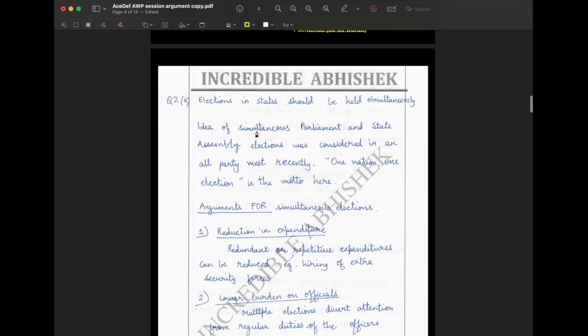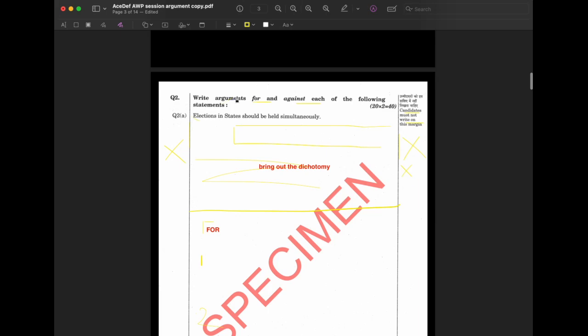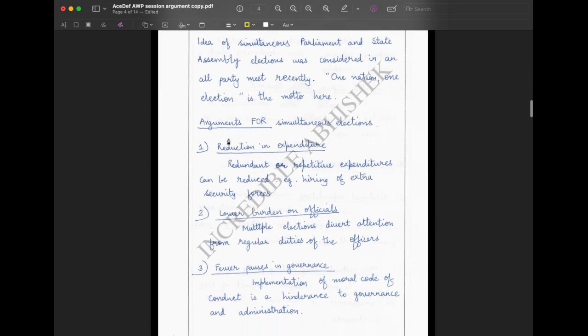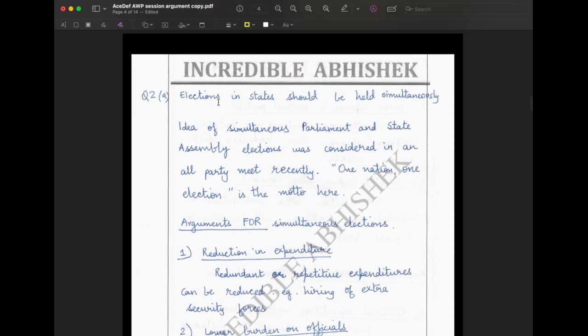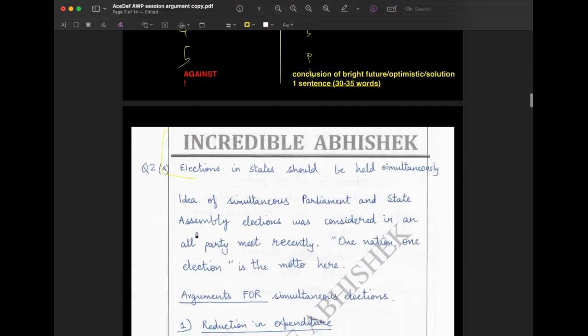Now, let's come to the topic: elections should be held simultaneously. This is a 2022 question, 2021 question, okay, whatever, it is a PYQ. So let us start. So this is the question. This much space has been taken by the question writing, which is visible here. This much space has already been taken.